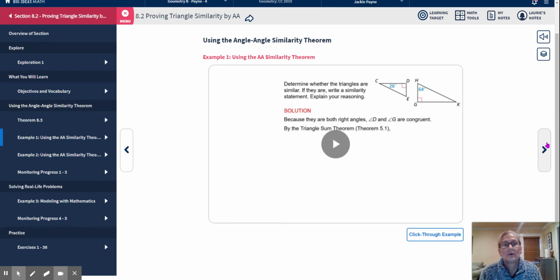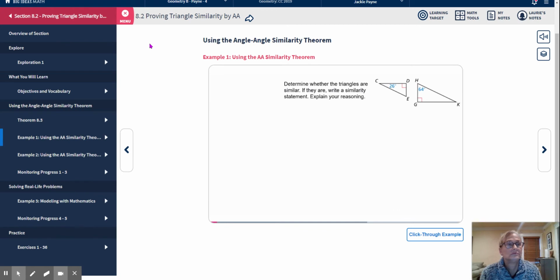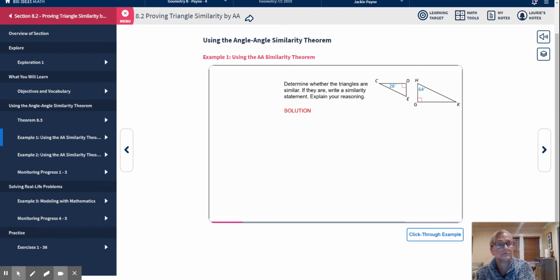Here's an example where we're going to use this theorem. Determine whether the triangles are similar. If they are, write a similarity statement. Explain your reasoning. Solution. The angle-angle similarity theorem states if two angles of one triangle are congruent to two angles of another triangle, then the two triangles are similar. So try to show two pair of corresponding angles congruent.